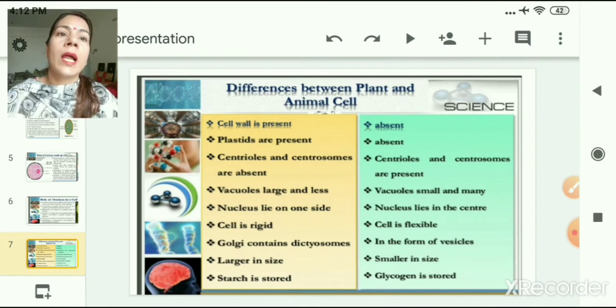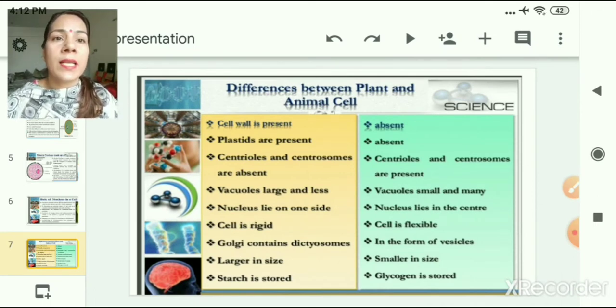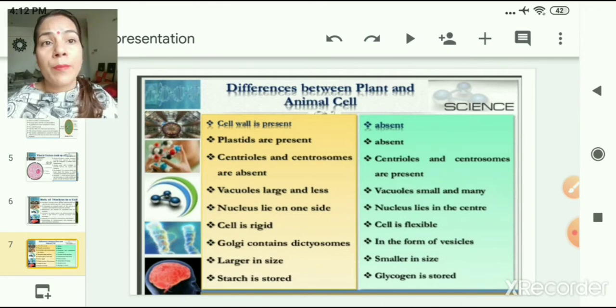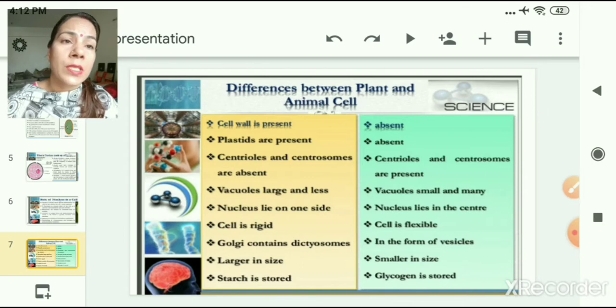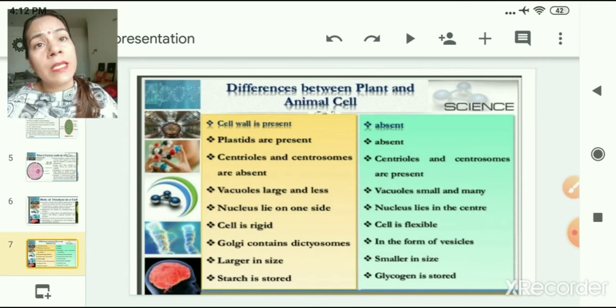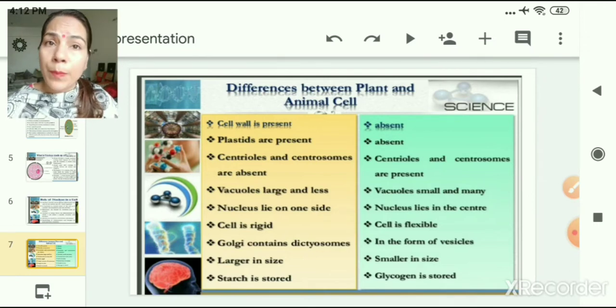Now there are certain differences between plant and animal cells. We all know that plant cell contains cell wall in them, which is absent in animal cell. Plant cells contain plastids in them, which is absent in animal cell. These plastids are of various type, and chloroplast is the major plastid which is present in plant cells, which provides green color to the plants.